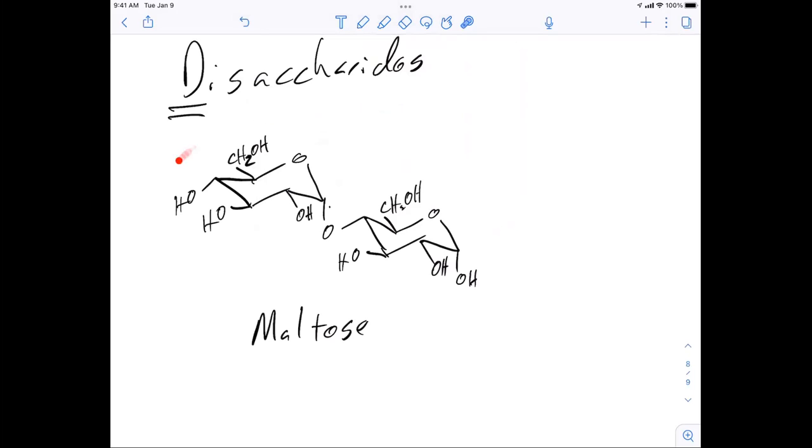Based on what's going on here, can you tell me what sugar that is? Where are all of my groups that are attached? Are they all in the equatorial position except for that one? Yes. That's glucose, right? So this is a glucose molecule. And if we look over here, again, they're all in the same position. This is glucose.